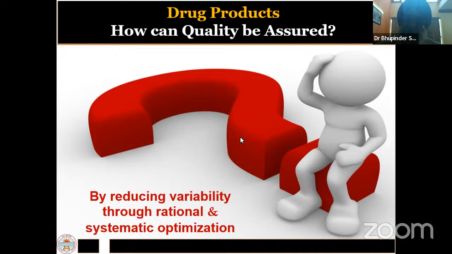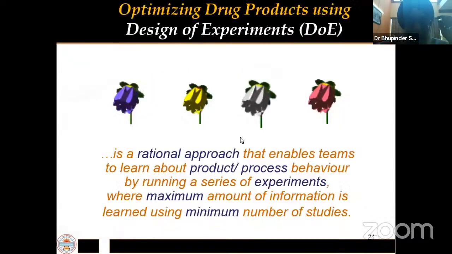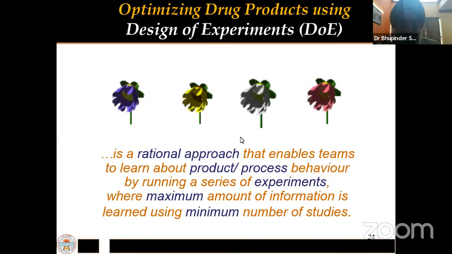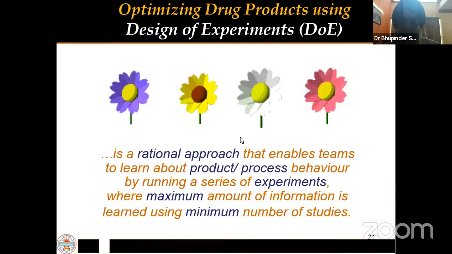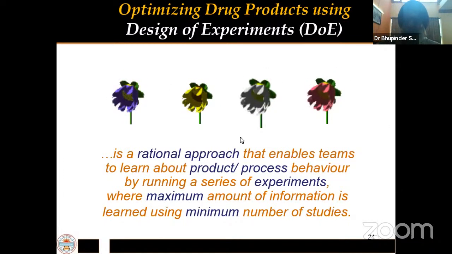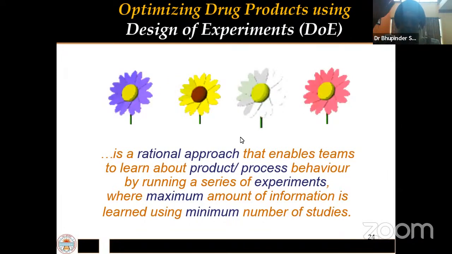So the obvious answer is by reducing this variability through rational and systematic optimization, not through OFAT or OVAT optimization. Fortunately, we have a rational and systematic approach, which is called the design of experiments, which enables teams to learn about product or process behavior by running a series of experiments in a systematic way, where the amount of information is maximal, while the experimentation is minimal. I repeat, the information is maximal, while the experimentation is minimal.